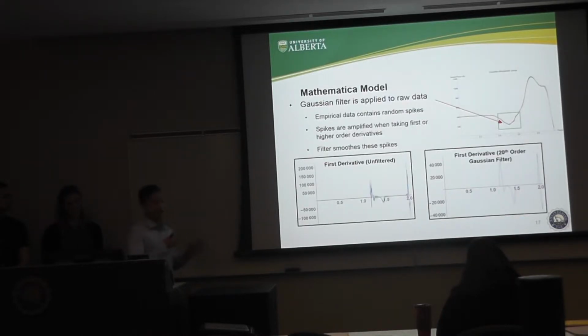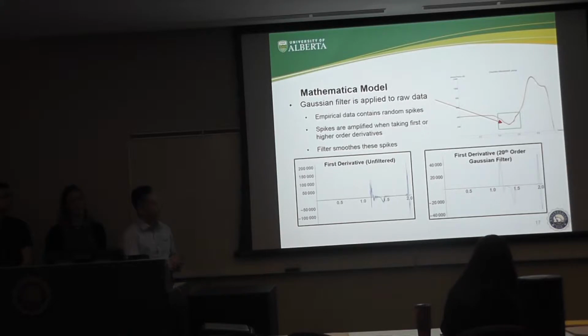So after we added the data into Mathematica, we ran into a bit of problems. So the data here, as you can see, the original raw data is the one in the blue. So there's a little bit of noise in there. So we came up with a solution by adding a Gaussian filter. So the Gaussian filter is applied, and now you can see that the data is a bit more smooth now.